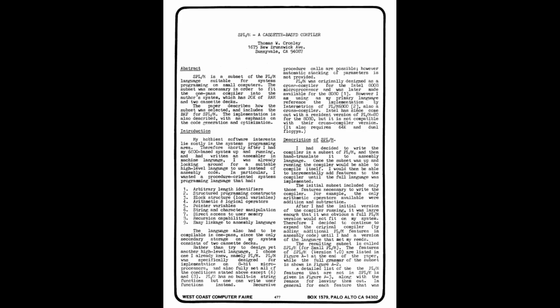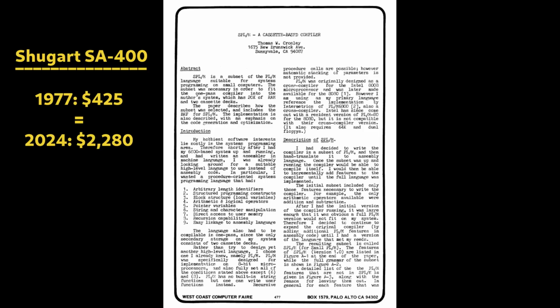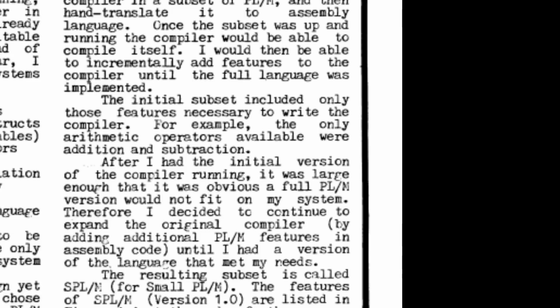At the second West Coast Computer Faire in San Jose, California, way back in 1978, he described the language and how it worked with a twin cassette system, because back in those days, floppy drives were very expensive. And what he did is he decided on the critical elements of PLM that would run in his 20K system, and soon enough, he had it running. The resulting subset he called SPLM for small PLM.